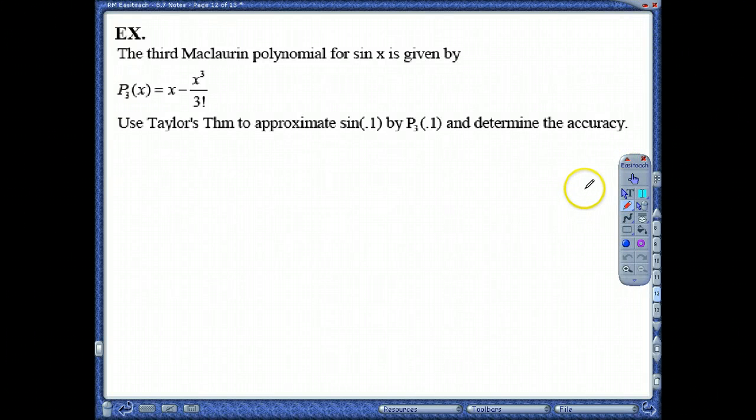All right, so here we go with our problem. They ask about the third Maclaurin polynomial for the sine of x. We have found the Maclaurin polynomial for the sine of x. We know that it alternates. It's going to be those odd powers. We know cosine would be those even powers.